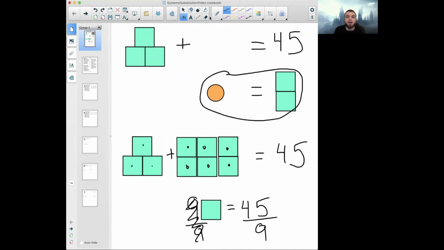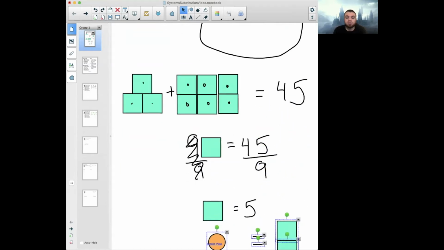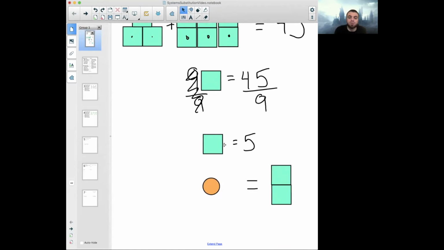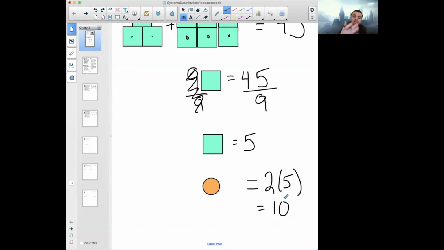Now if I want to get the other one, I have this relationship right here: one of the circles equals 2 times one of the teal squares. And now we know what a teal square is worth, so it's equal to 2 times 5, which is 10. Now we have a solution to our system. Given the 2 constraints, a teal square is worth 5, whereas an orange circle is worth 10. And that's the idea of substitution.